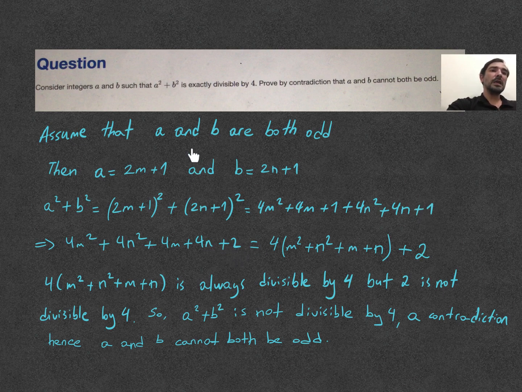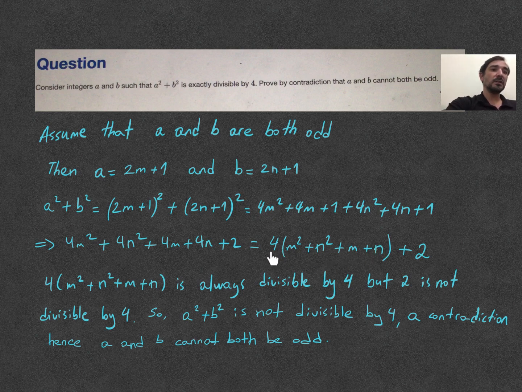As the question is asking me to show that this is exactly divisible by 4, I'm going to move 4 outside of the bracket. Actually, the whole purpose here is to factorize this part. So 4 will move out: m squared plus n squared plus m plus n, plus the one that is left, which is plus 2.